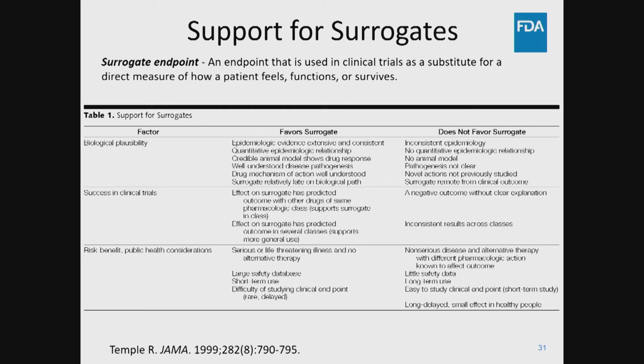Things that do not favor the use of a surrogate in terms of public health considerations are a non-serious disease, and if there's alternatives available for patients with that disease. Little safety data, so if we're not confident in the safety profile, we want to see improvements in those hard outcomes or clinical efficacy endpoints. Long-term use of the drug, and if the clinical endpoint is easy to study, there's no reason to use a surrogate instead. You can just study the clinical outcome. And lastly, if there's a long delayed small effect in relatively healthy patients, this would not support the use of a surrogate.